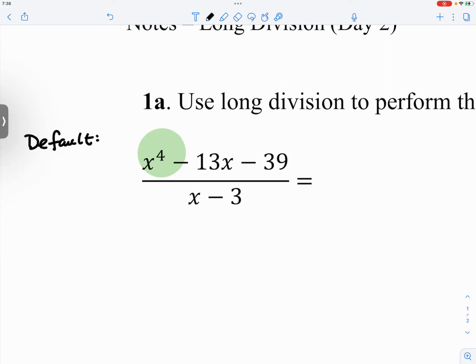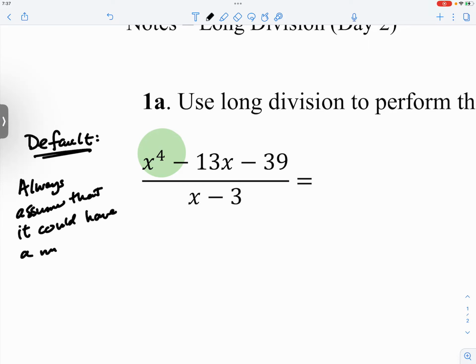What is your default setting? Your default setting is that always assume that it could have a missing term. All right, your default should not be like, oh, everything is good, right? There's no missing term. No, the opposite. Your default should be that you always assume that it could miss a term or two. And when you do that, it protects you.